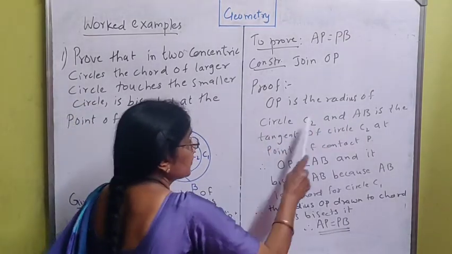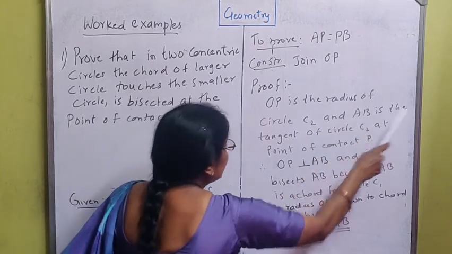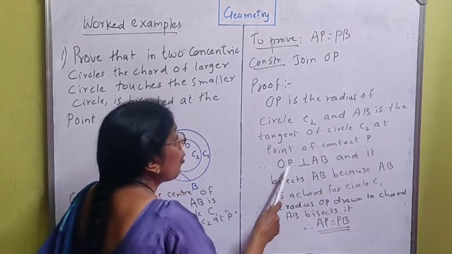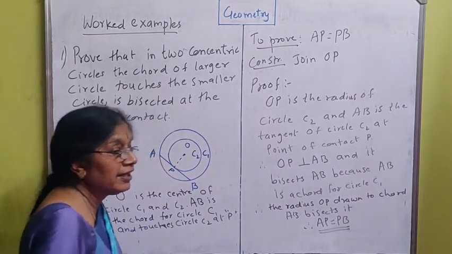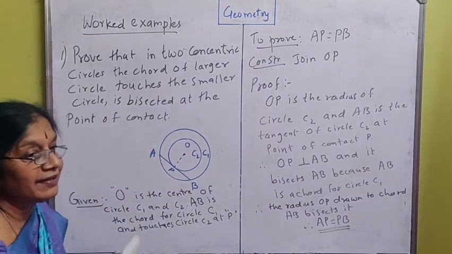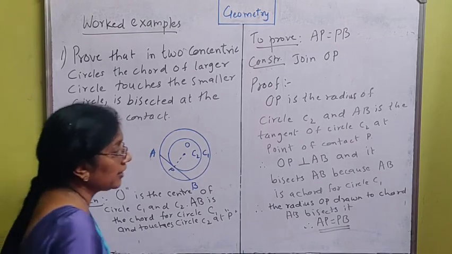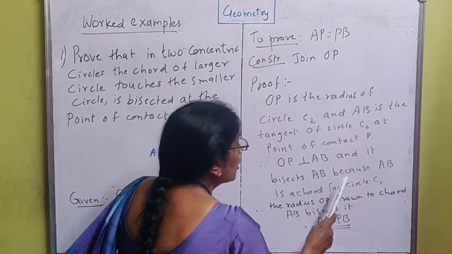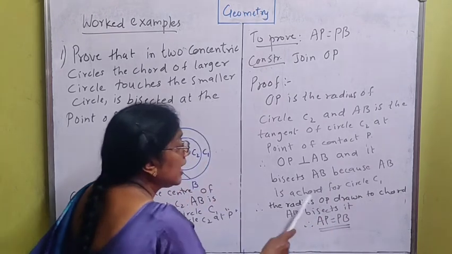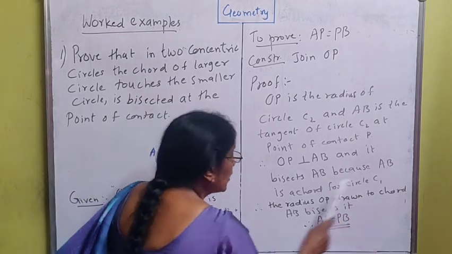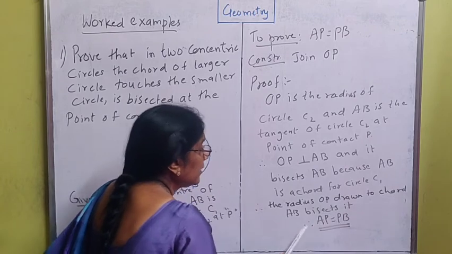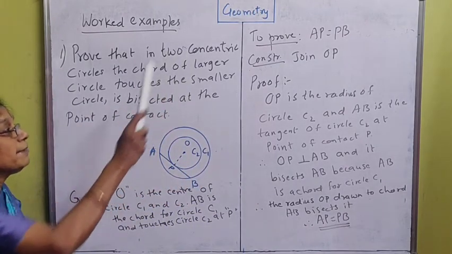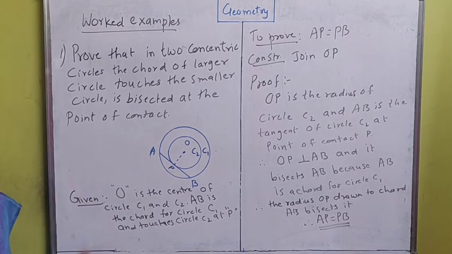OP is the radius of circle C2 and AB is the tangent of circle C2 at point of contact P. Therefore, OP is perpendicular to AB. That is your 4.2. Tangent and radius are perpendicular to each other. And it bisects AB because AB is a chord for circle C1. The radius OP drawn to chord AB bisects it. Therefore, AP is equal to PB. So, this is how you prove that AP is equal to PB. This is your example 1.